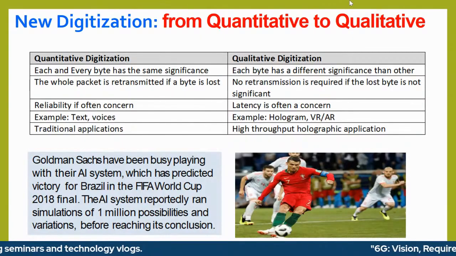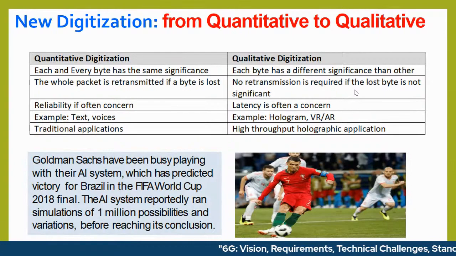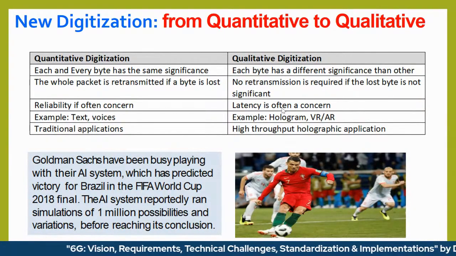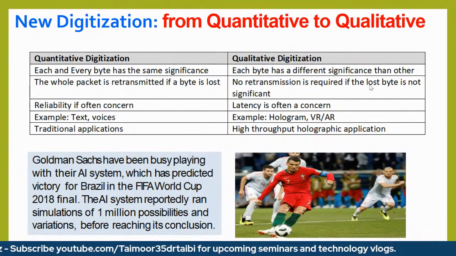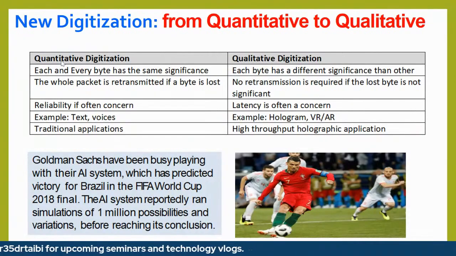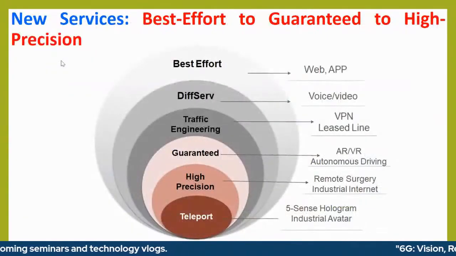So every pixel has a different value. This means you don't need to retransmit the whole hologram if you lose something in the channel. You just need to transmit only that byte. Why do we need that? Because here latency is quite important, and in another generation, reliability is more important. These are the examples of text and voice. You use this kind of model, but for hologram and VR, you use the qualitative digitalization kind. So you can see that we are moving from one digitalization technique to a different digitalization technique.